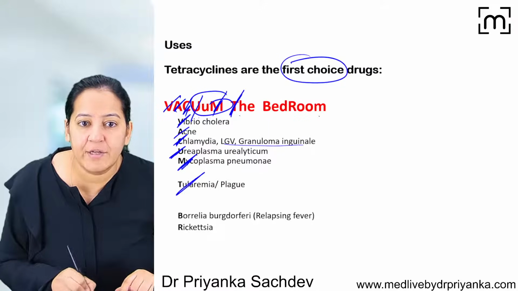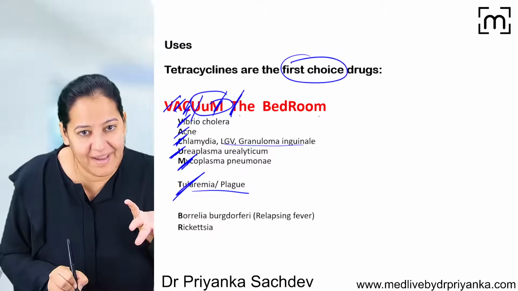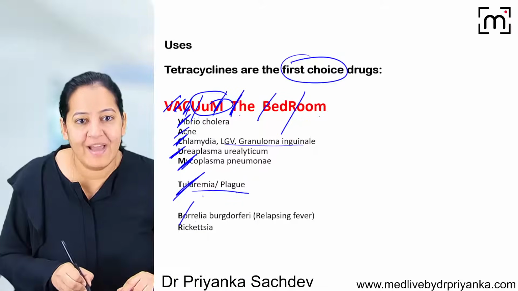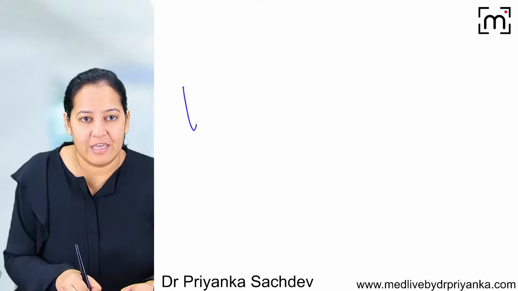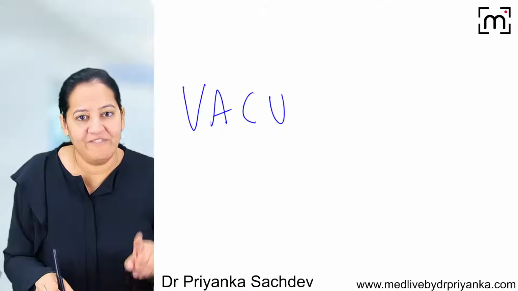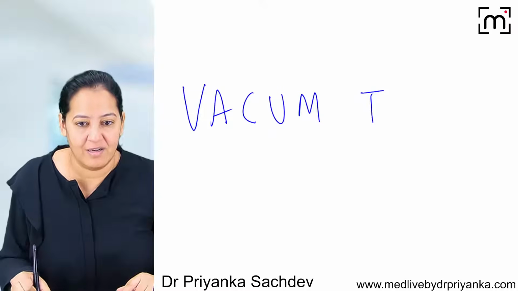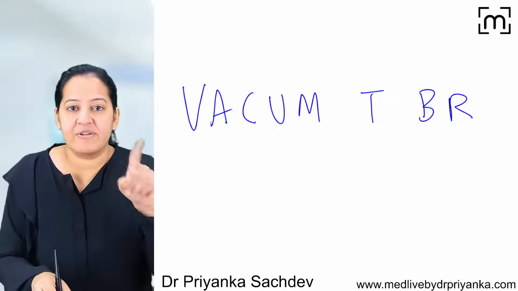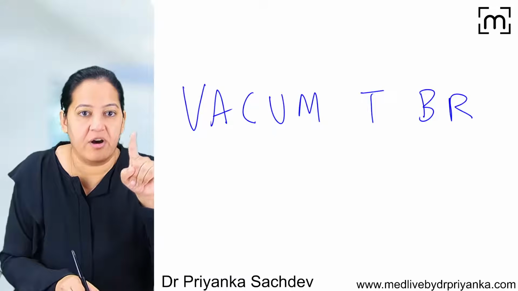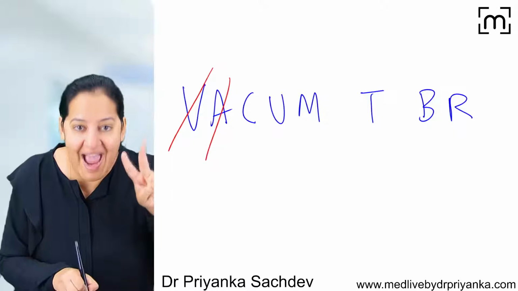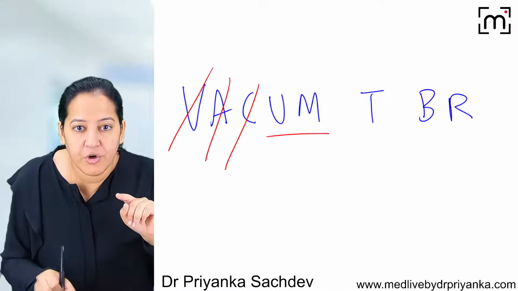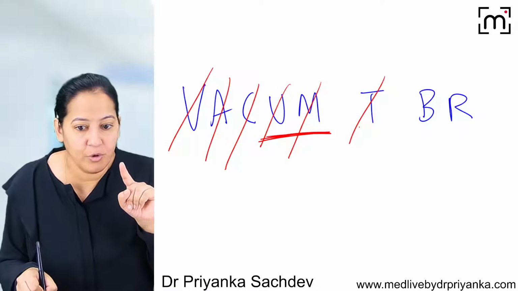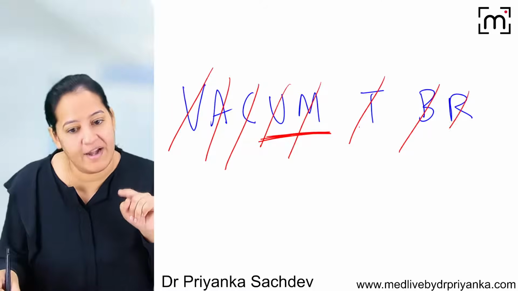T, the T, is tularemia. Tularemia is plague. Plague, tularemia, one and the same thing. Bad room. So Borrelia and Rickettsia. We will say vacuum. Vacuum has only one C. Vacuum the bad room. Vacuum the bedroom. Try to say tetracyclines are first choice of drug in Vibrio cholerae, acne, chlamydia, ureaplasma, mycoplasma, tularemia. Tularemia is plague, Borrelia and Rickettsia.